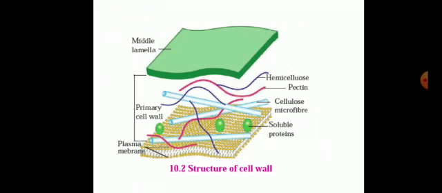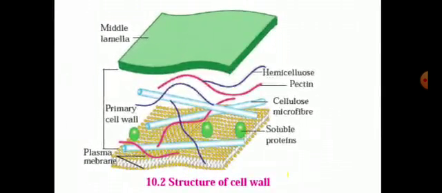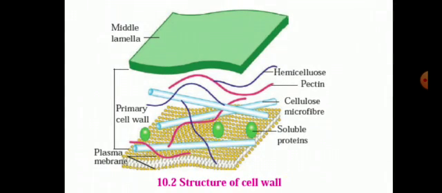Here is the diagram which shows structure of cell wall. Cell wall is elastic and strong coat. It is composed of carbohydrates like cellulose and pectin. What are the functions of cell wall? To give support, to protect the cell and to prevent the entry of excess water in the cell. Draw this diagram.